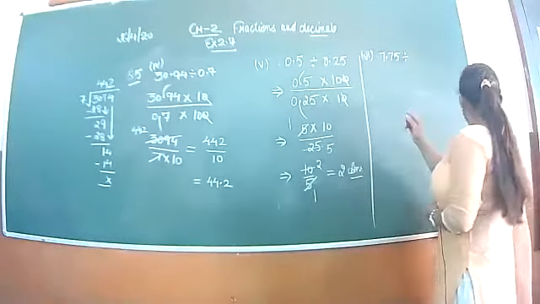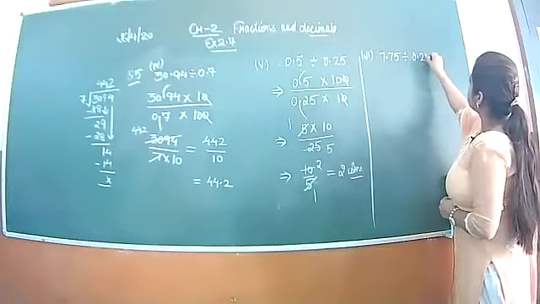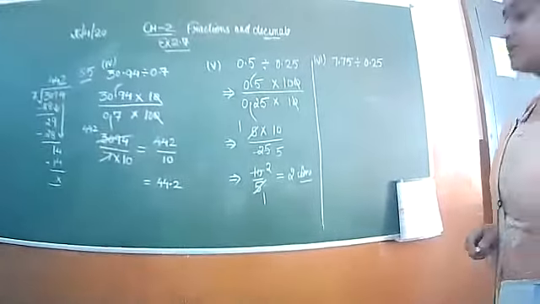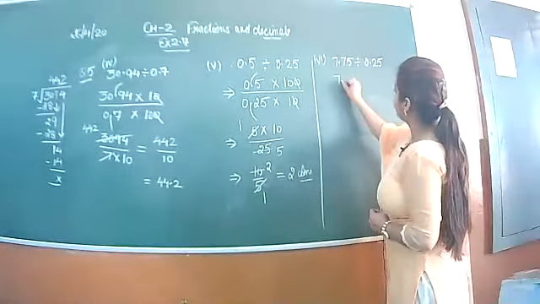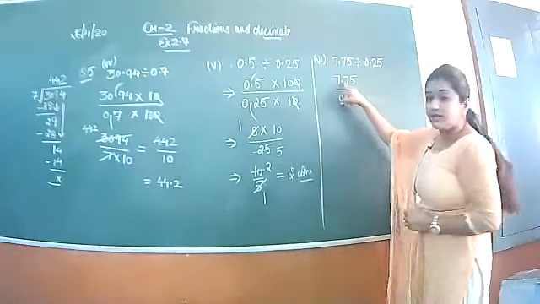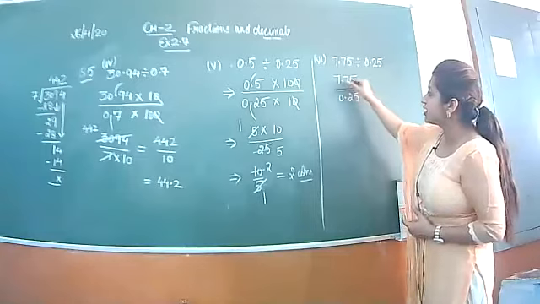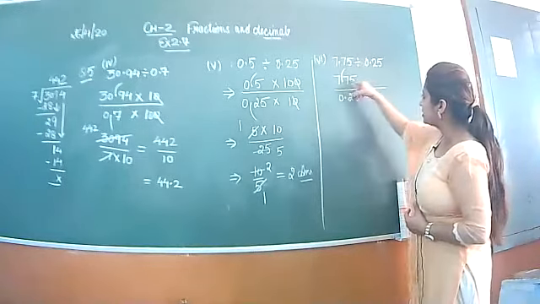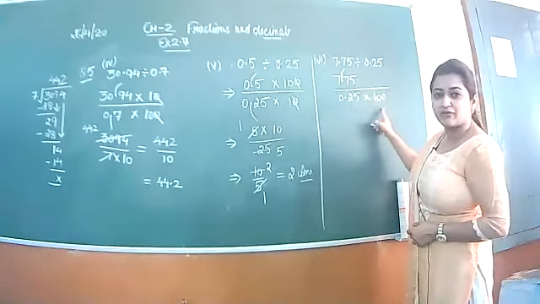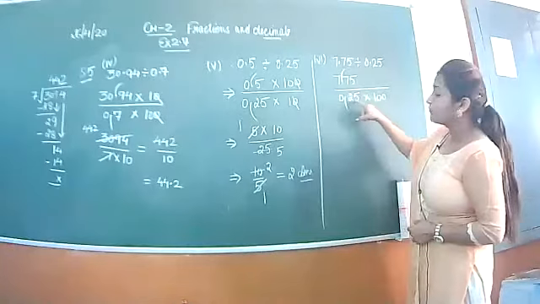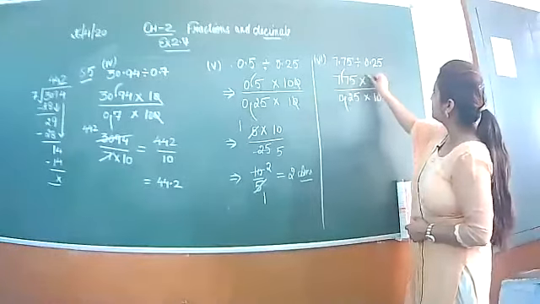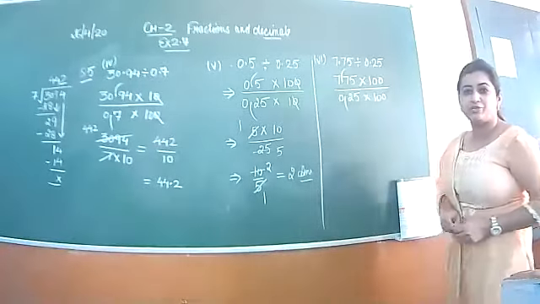Now, next part is sixth part, 7.75 divided by 0.25. In the numerator, I am having two digits after the decimal. So for removing the decimal, you will put 100 in the denominator, because two digits are there after the decimal. In the same manner, after the decimal, two digits are there in the denominator. So when you remove this decimal, it will become 100 in the numerator.